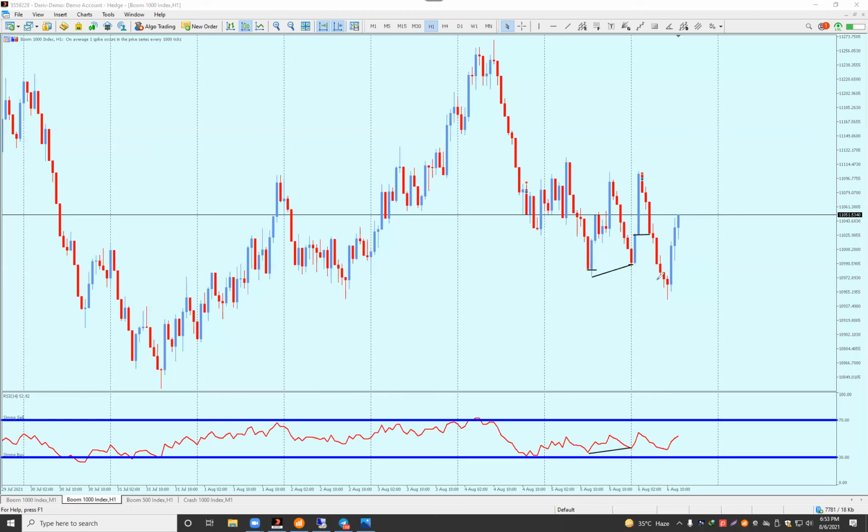Now, where is the divergence? This is a correct point. It is a confirmation. There is no divergence for the reversal. But here there is a divergence point. What is the difference here? The price, what showed you?